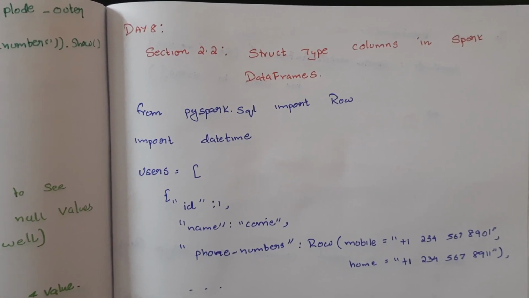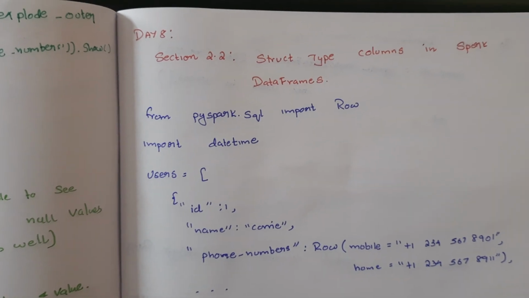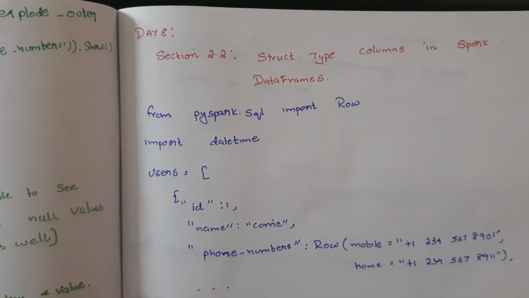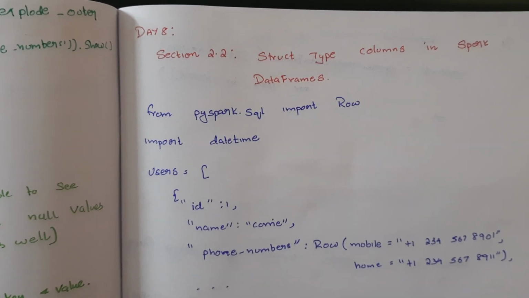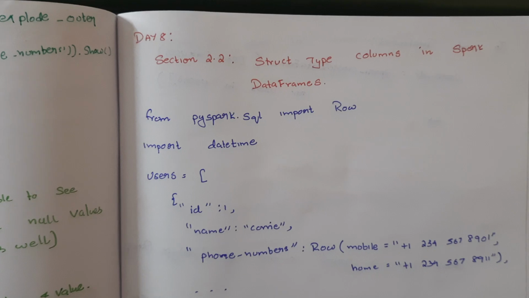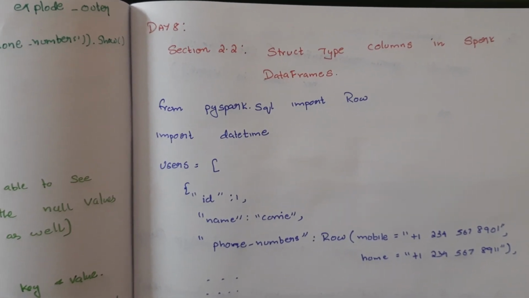Today we are in day 8, session 2.2, the struct type columns in Spark data frames. In previous sessions we have seen the array and map type columns. So today we're going to see the struct data type columns in Spark. We have user data, and to support struct type we should have the Row module.